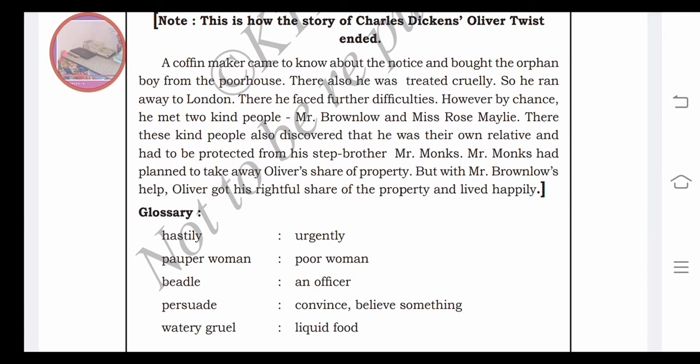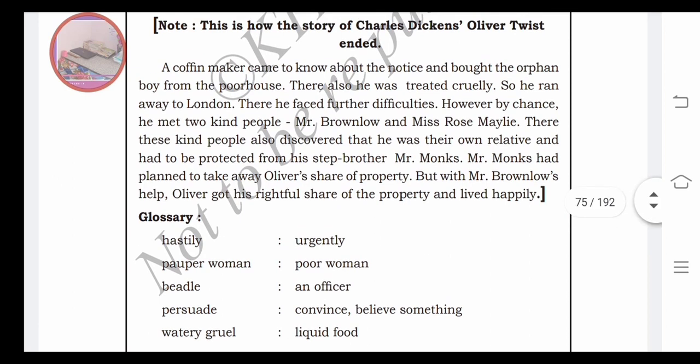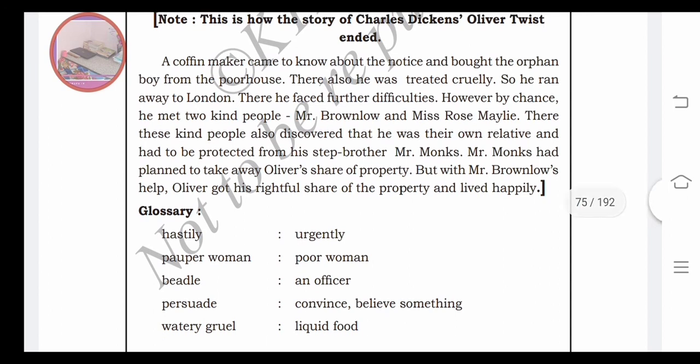And who were they? They are relatives of Oliver Twist. Okay, you are shocked, right? Because his mother died, but he doesn't know. But day by day, he's getting all the information, who he was, what was his background, each and everything. Then there was his step brother, Mr. Monks. Okay, what was his plan? He planned that I am not going to give any property share to my step brother, that is Oliver. But there are two people who helped him and he got his own share and he lived happily. So this is the end of the story.